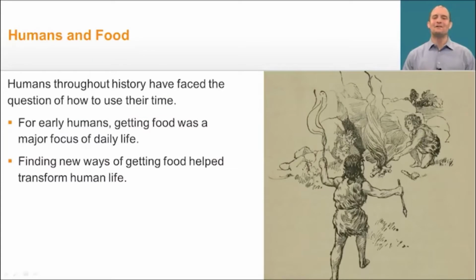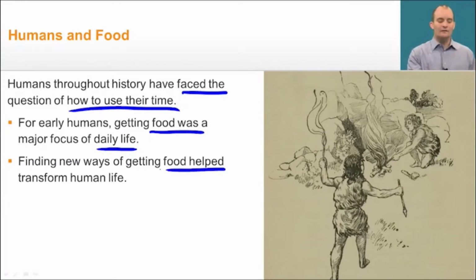Well, how you spend your day is radically different from how humans spent their days thousands of years ago. Now, humans throughout history have faced the question of how to use their time. And for early humans, getting food was the major focus of their daily life. They were either hunting food or they were gathering things like roots or berries. And finding new ways of getting food helped to transform human life. Well, we're going to be looking at something that happened 10,000 years ago that drastically transformed human life. But before we do that, let's take a look at where human life began and how humans migrated around the world.